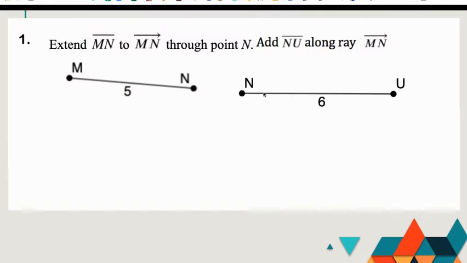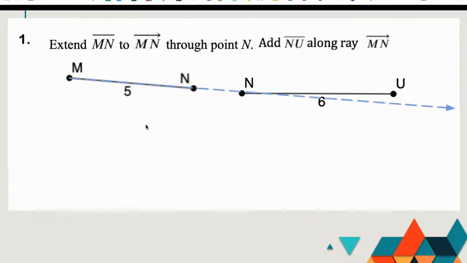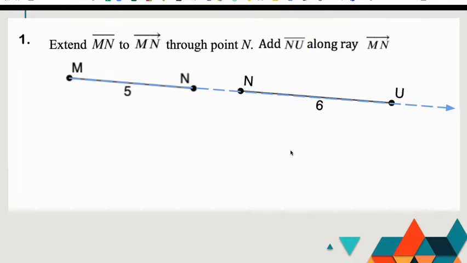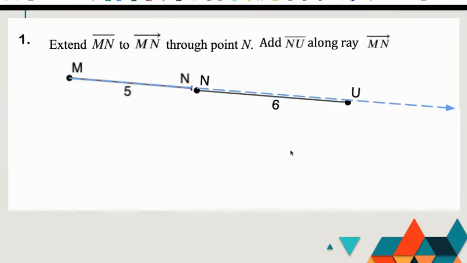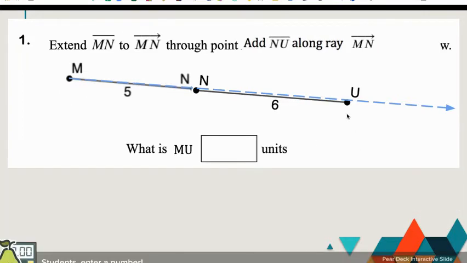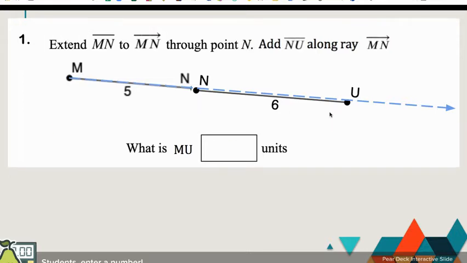So to visualize what happens, I'm going to extend and make ray MN through point N, and then I'm going to add NU along the ray. So first I'm going to put it on the ray, scoot N on top of N, and now I have a new segment MU. What is MU? How many units is it? Well, this part is 5. This other part is 6. So that's going to be 11 units.